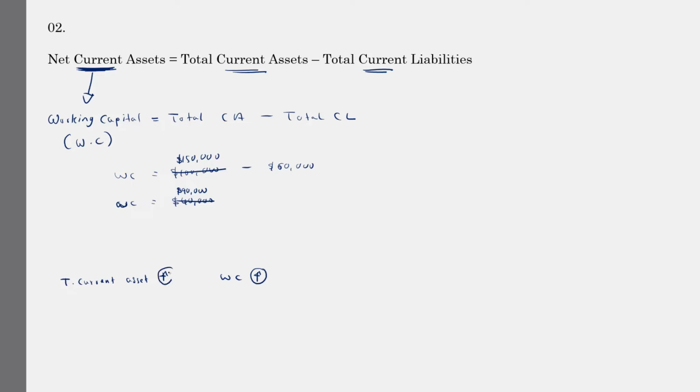Let's take it the other way around. Let's assume the total current asset is reduced to 90,000. If it reduced to 90,000, the working capital will get reduced to how much? 30,000 US dollars. So what you have to understand is that if your total current assets decrease, the working capital also decreases.